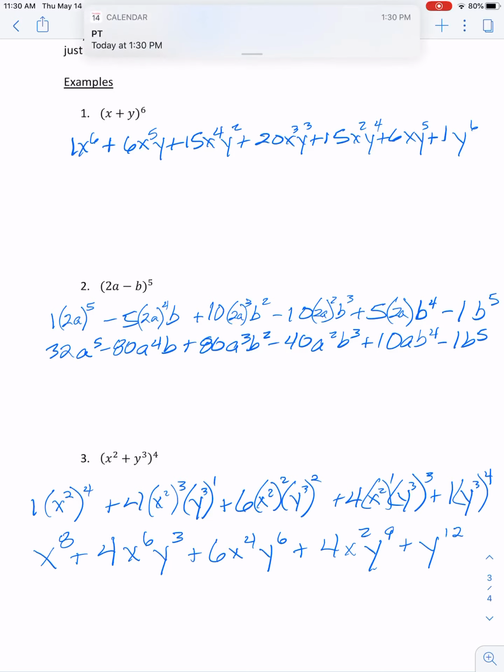Okay, and you can see in this example that even though the powers won't add up to equal 4 anymore, because there was x squared and y cubed in there, you will see some symmetry. It goes 8, 6, 4, 2 for the exponents on x. It goes 0, 3, 6, 9, 12 for the exponents on y. Again, 3 examples there. You can see maybe an easy one, medium, and difficult.